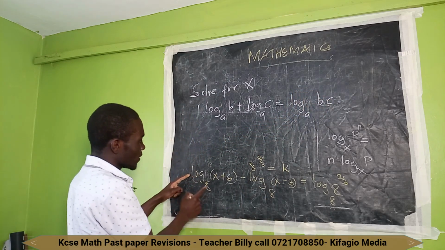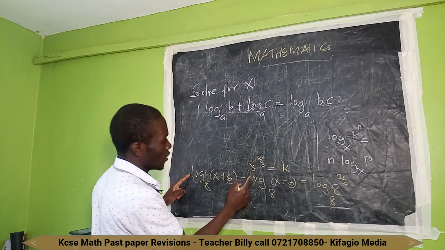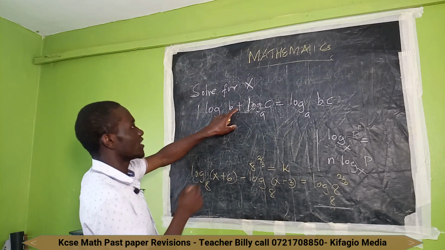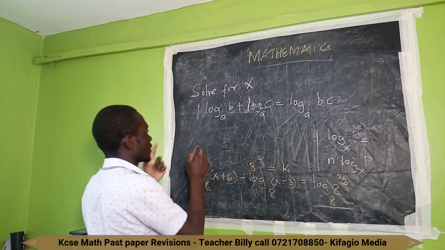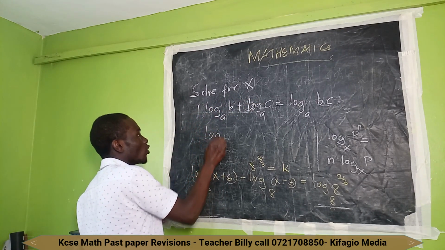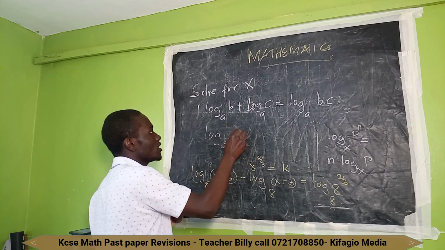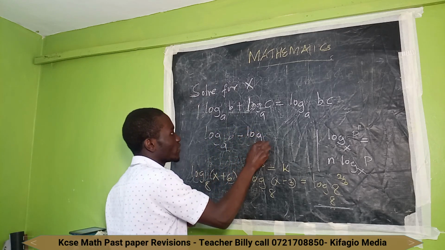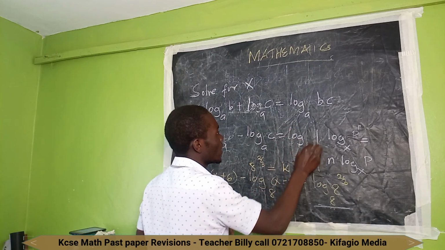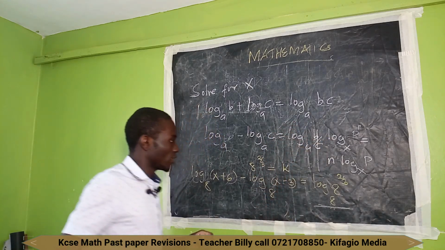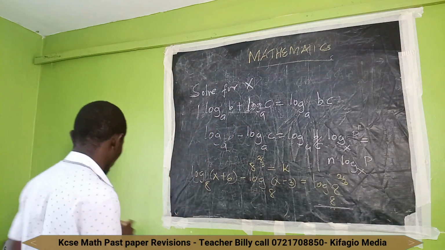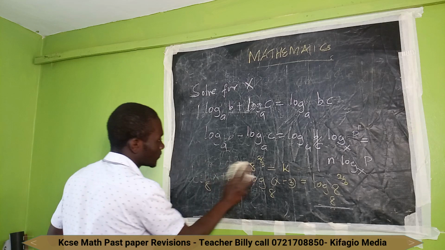So if we are having log base 8 of x plus 6 minus log base 8 of x minus 3, how do you handle it? If here was plus, then it will be b over c. The second law, the division subtraction law: log base a b minus log base a c is equal to log base a of b over c. And therefore, this is the law that is going to be applied in this particular question. Continue further.